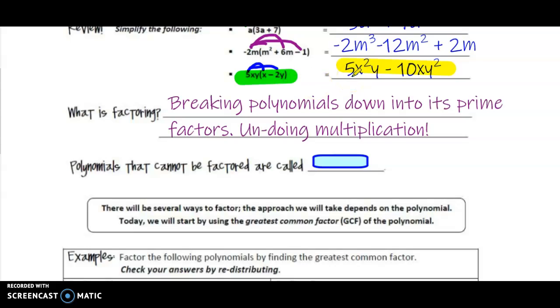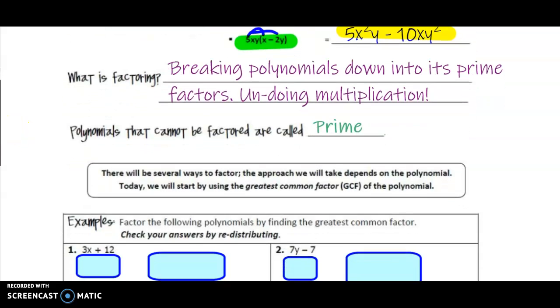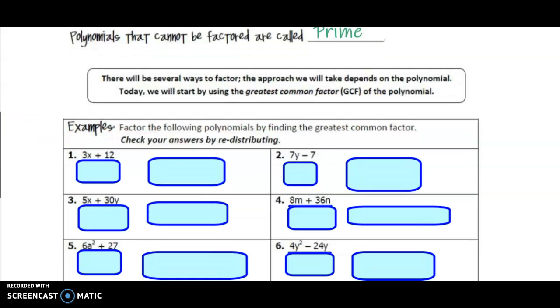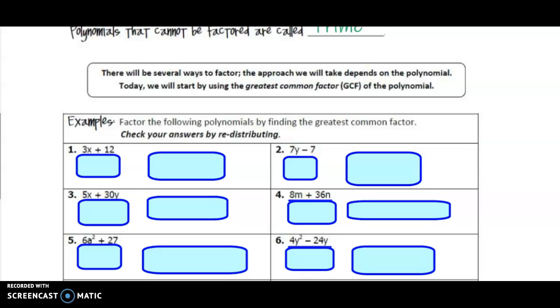So I'm going to be working backwards from the distributive property. I'm going to take out a factor. So I'm undoing multiplication. If a polynomial cannot be factored, there are no common factors, there's nothing I can factor out, that is called a prime polynomial, meaning it can only be divided by 1 or itself, just like a prime number. Now there's several ways to factor. Today we're only learning one of those ways, and the way we're doing it today is the greatest common factor of the polynomial.